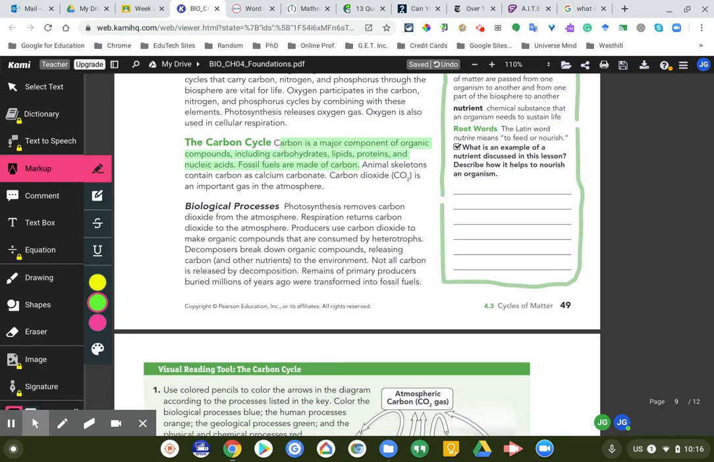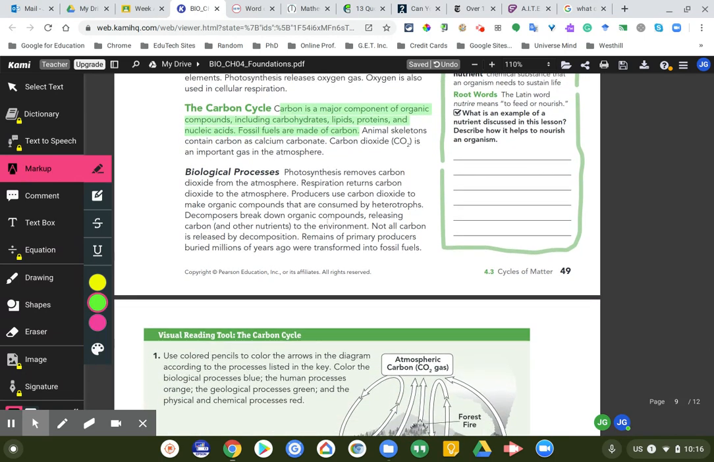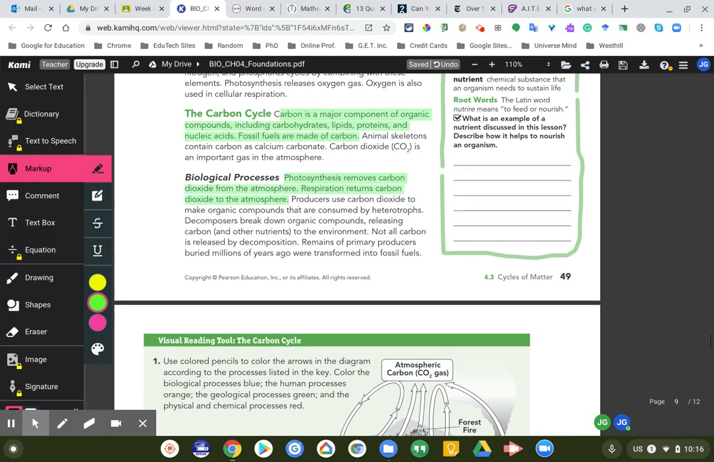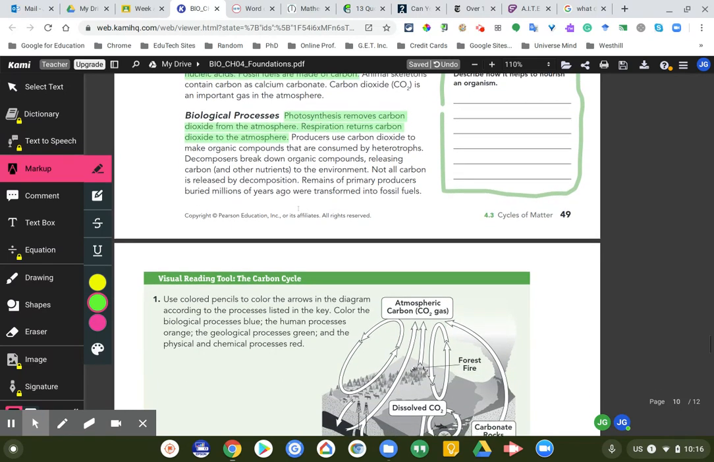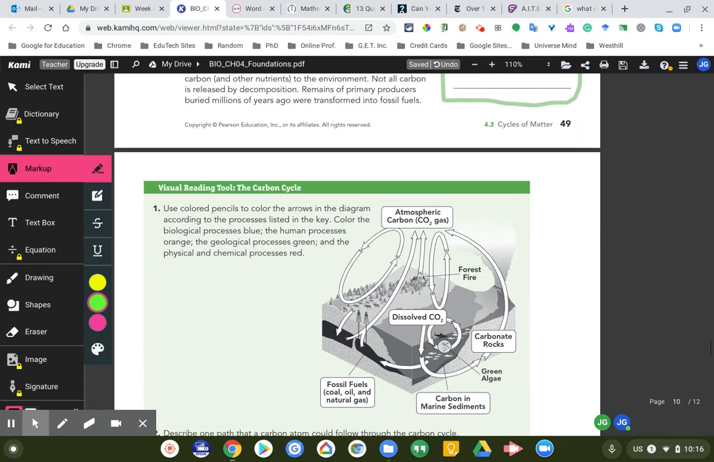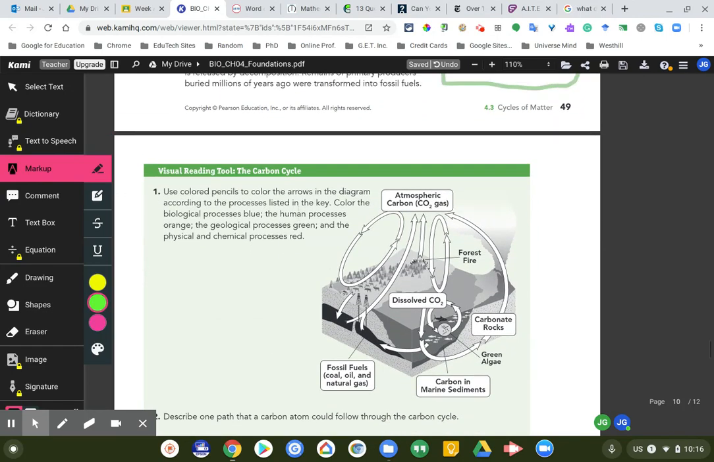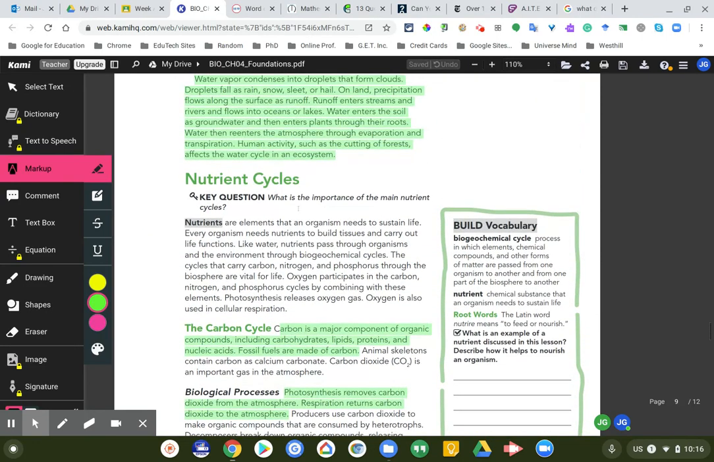Okay. So photosynthesis removes carbon dioxide from the atmosphere. Respiration returns carbon dioxide to the atmosphere. Okay. Producers use carbon dioxide to make organic compounds that are consumed by heterotrophs. Decomposers break down organic compounds, releasing carbon and other nutrients in the environment. Not all carbon is released by decomposition. Remains of primary producers buried millions of years ago were transformed into fossil fuels. Okay. All right.